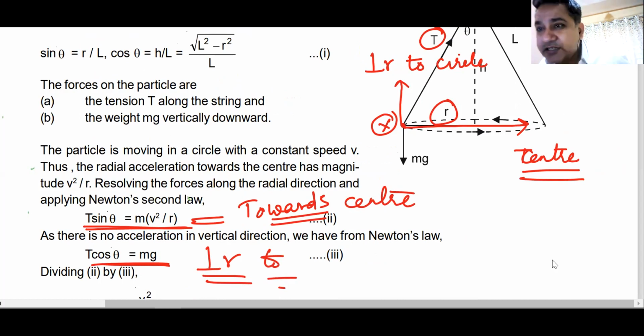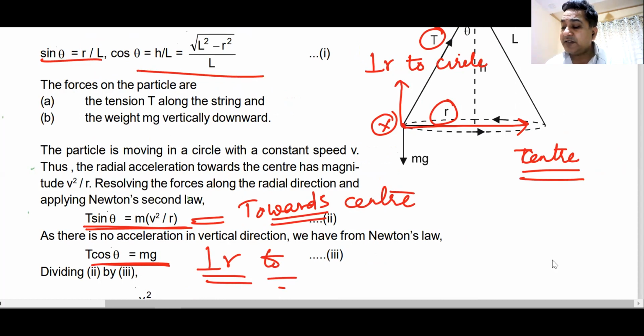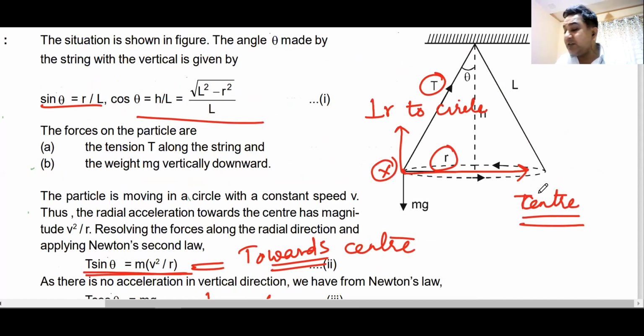With these two equations and applying simple geometry, sine theta is r by l, cos theta is this thing, you should be able to solve any question on this conical pendulum.